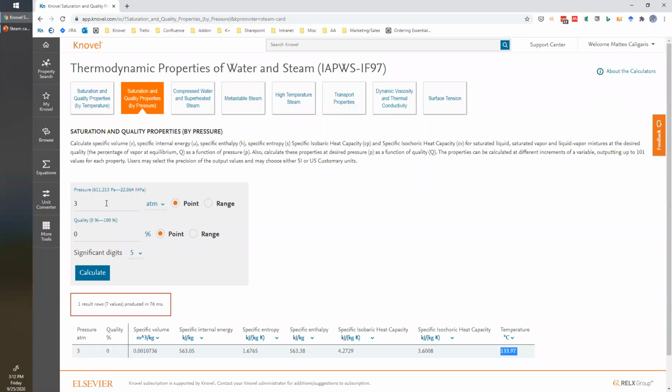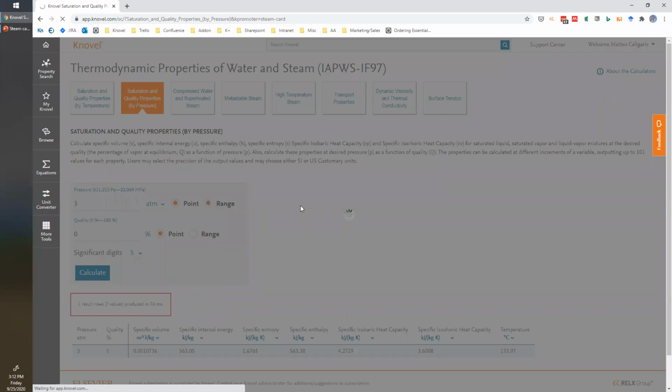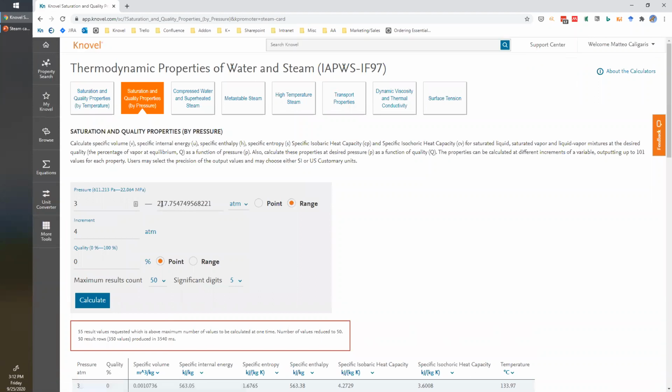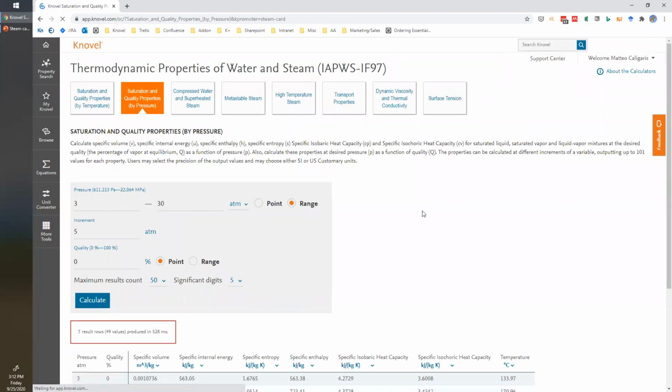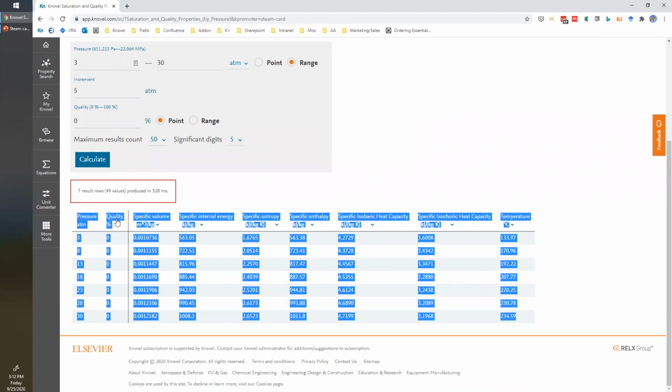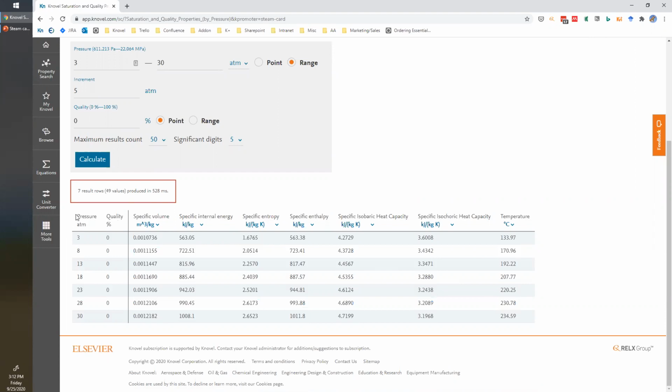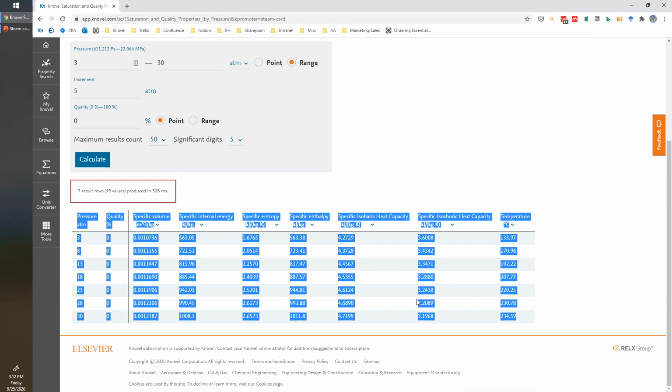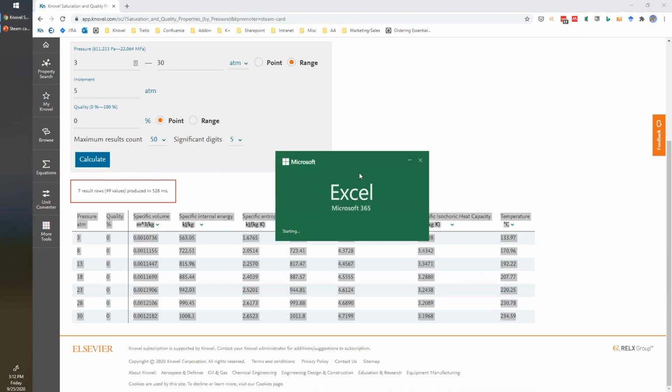I want to point out one thing, which is I can find a specific point or a specific value, but I can also look for ranges. So if, instead of having a specific value for the pressure, I want a range, I want to create a table. Let's say that I want to go from 3 atmospheres to maybe 30 atmospheres, in increments of 5 atmospheres, I can calculate this. And you can right away find a table with the values we were discussing, and you can easily copy paste this into an Excel file, and it translates really well.